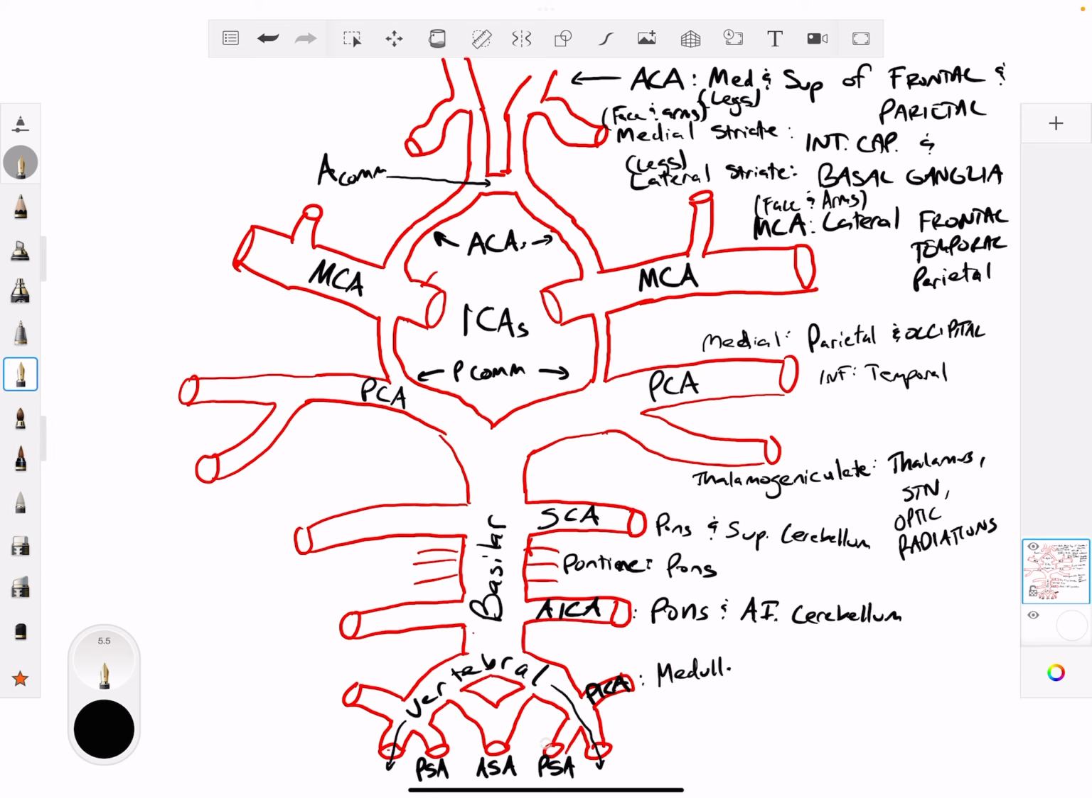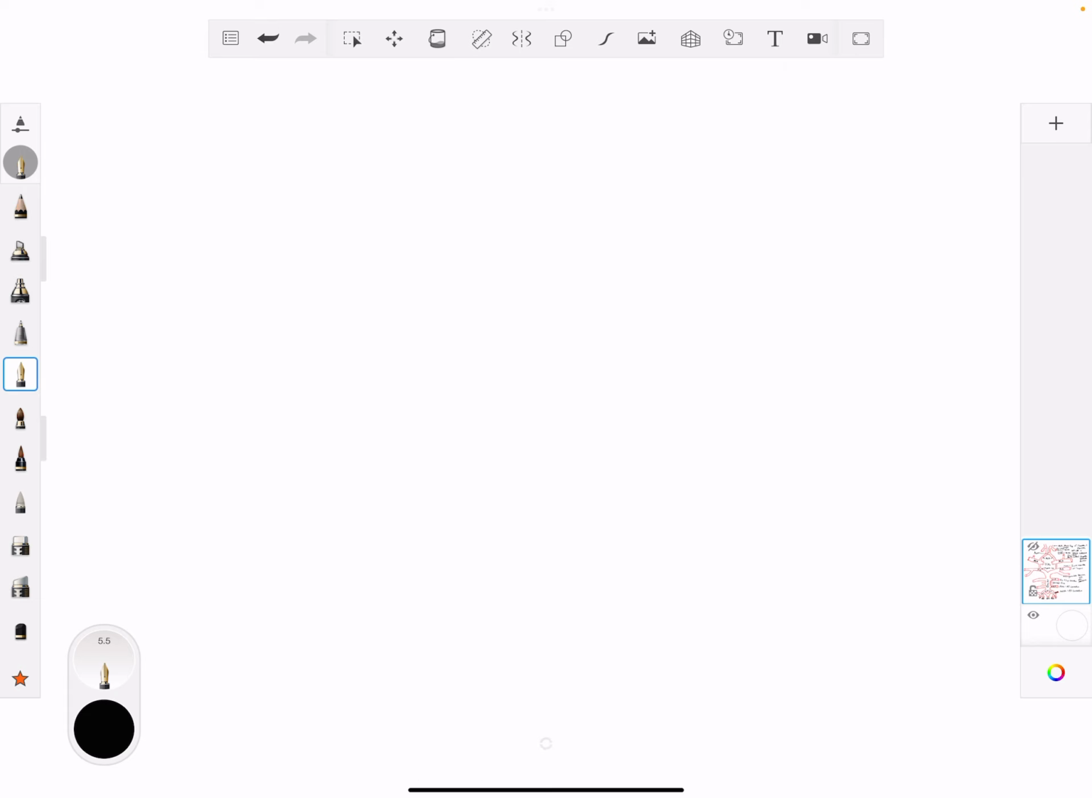All right, we're moving on down. And, of course, the posterior inferior cerebellum. Anterior, posterior spinal arteries. I think the name says it all. All right, there's our circle of Willis. Pretty much everything right there. If you want another representation, hey, I got you.